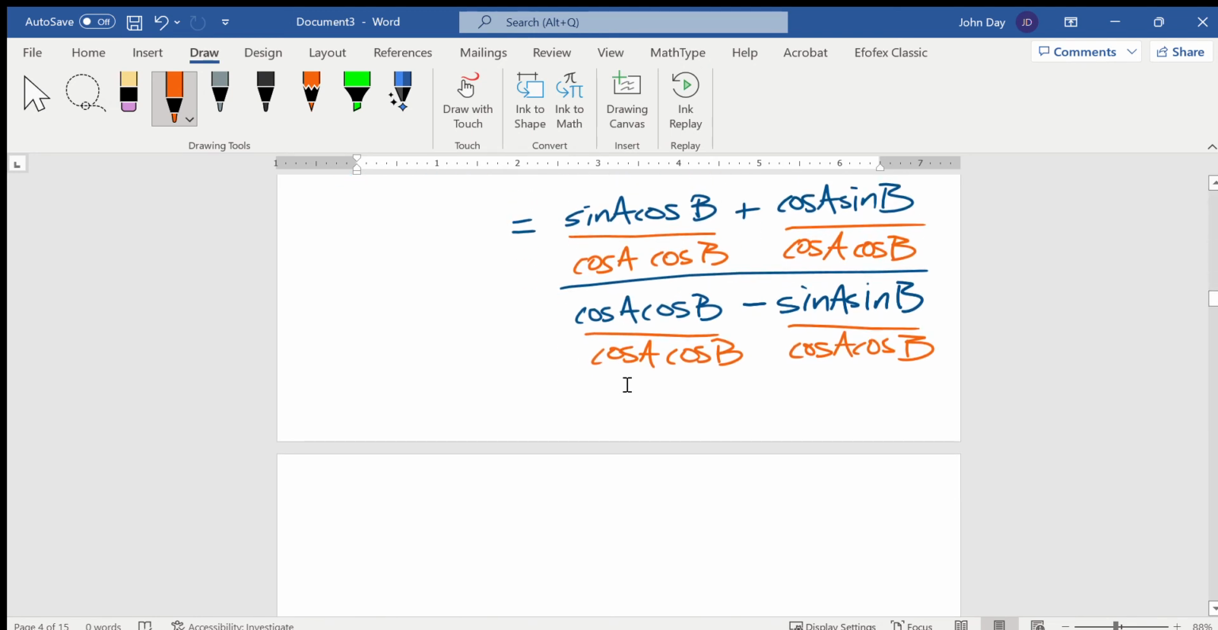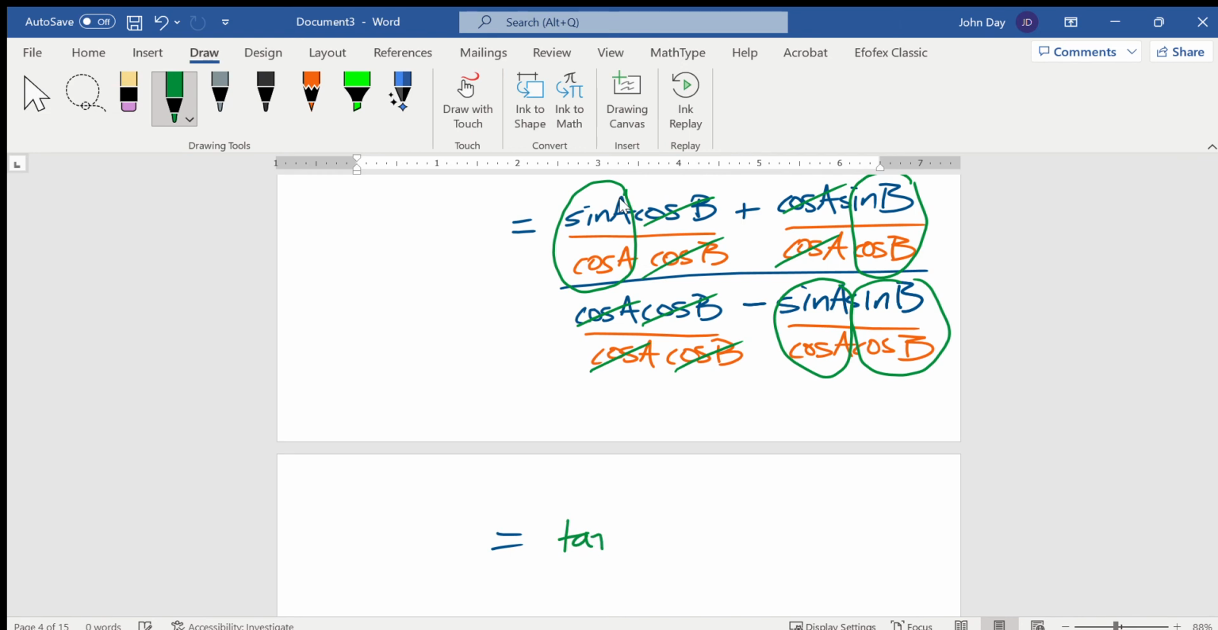But what has happened is some things are going to become tans, and I'll just circle them in green. Sine A on cos A, that's tan A, and sine B on cos B, that's tan B. And of course, cos B on cos B, that's just 1, and cos A on cos A, that's just 1. So everything's going to simplify out pretty reasonably there.